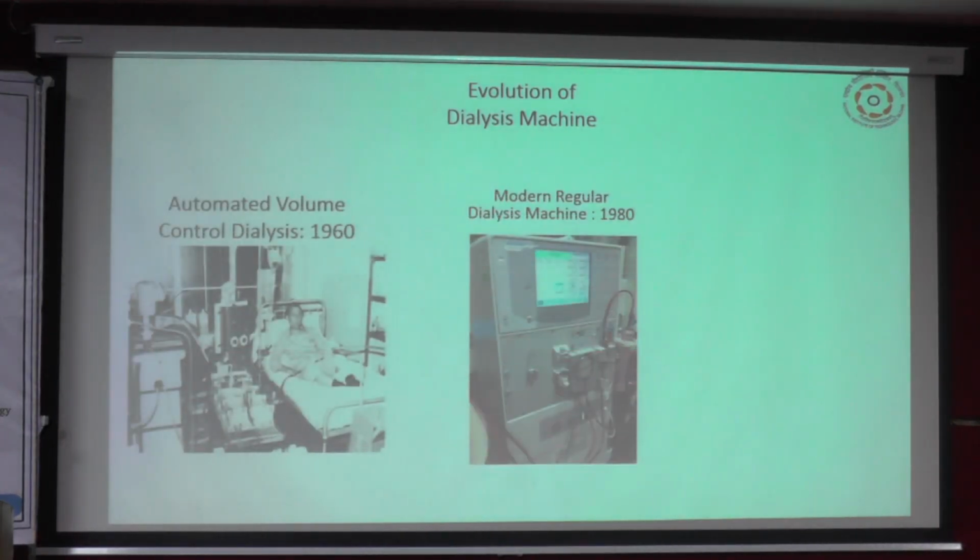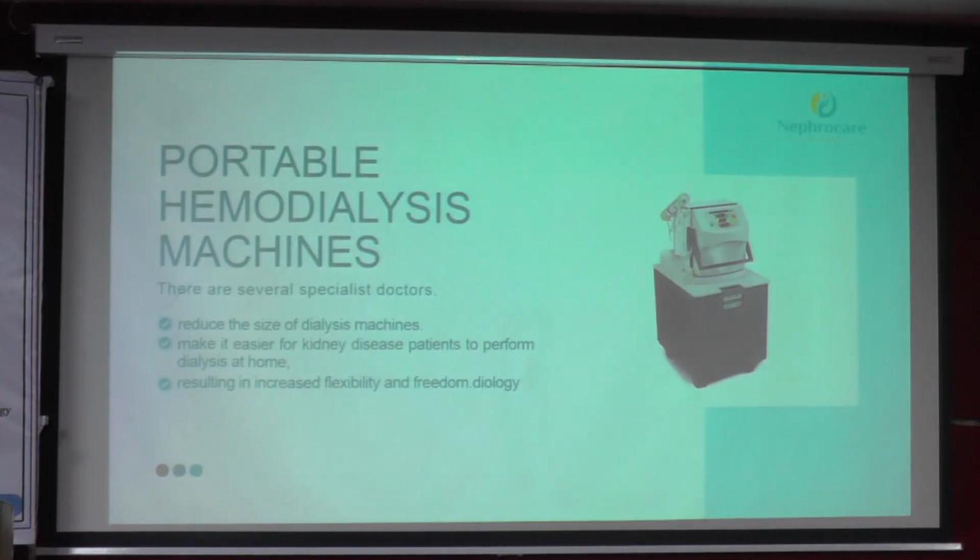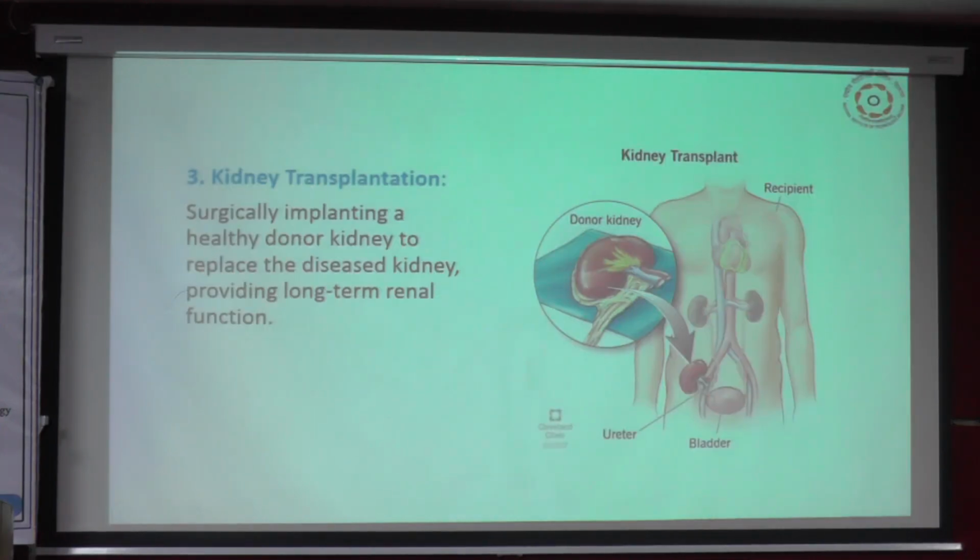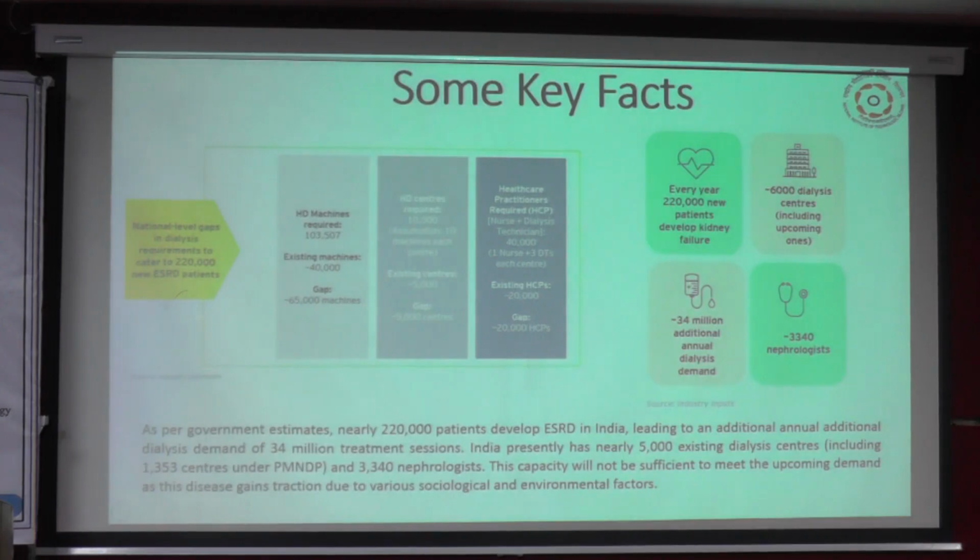These are the earlier dialysis machines, the long, big machines, and the modern dialysis machine, which you can see is very portable. The dialysis machine has come up, and this is the kidney transplantation. Some key facts, very interesting: every year 220,000 new patients develop kidney failure. There are 6,000 dialysis centers, including upcoming ones, in our country, a 34 million additional annual dialysis demand, and only 3340 nephrologists.